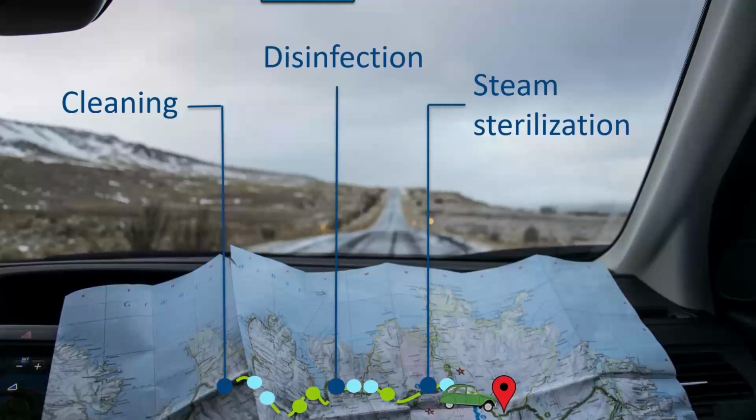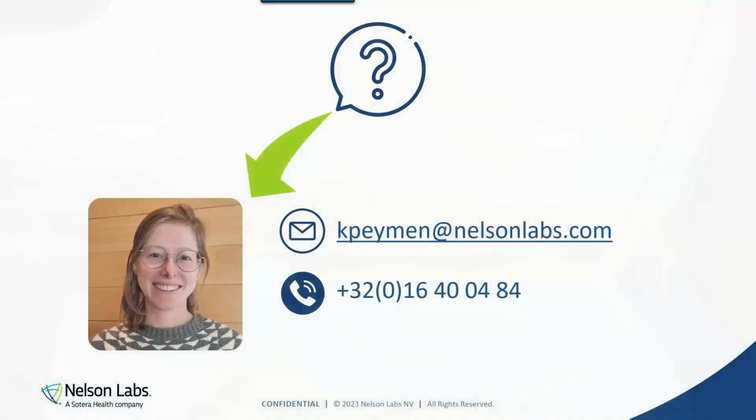So that brings us to the end of our road trip. I hope I was able to give you some information into how to design your road trip for your IFU and your validations, and give you some tips on where or which crossroads you have to make different decisions. But of course, if you still have any questions, don't hesitate to contact me. Here is my email address or our telephone number.